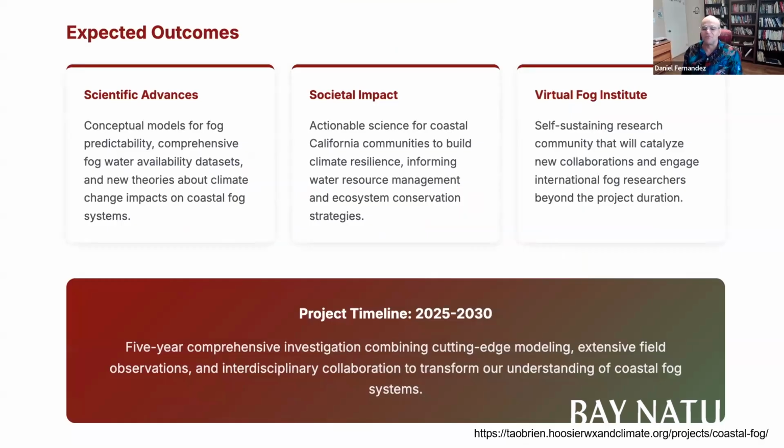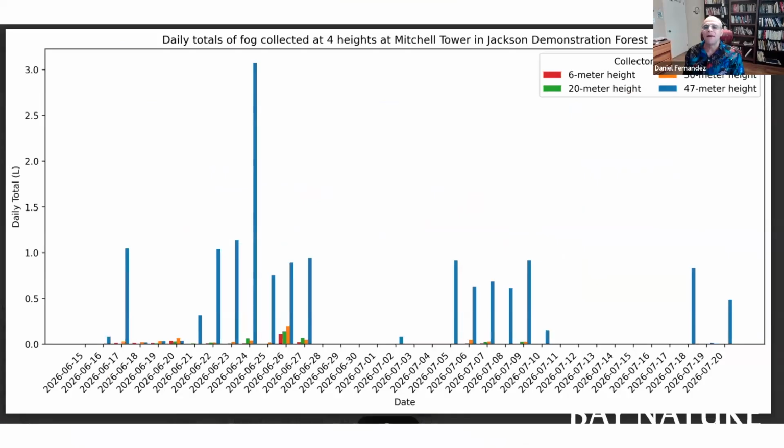And this is some information from the website on the Heising-Simons project. But I'd like to show you a little bit of data here. I mentioned one of the towers. We deployed 4 fog collectors at a tower called Mitchell Tower near Fort Bragg. It's one of the ones I mentioned. We were at 4 different heights. These are the 4 heights I mentioned.